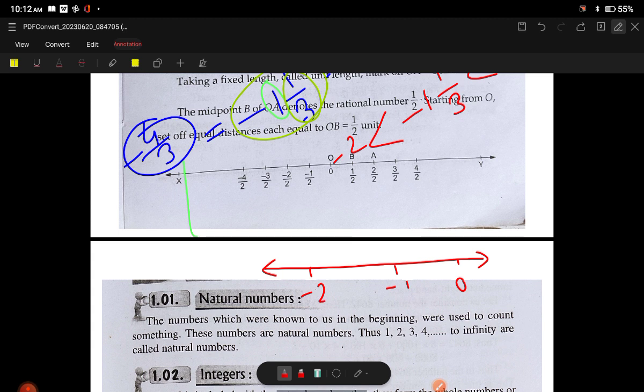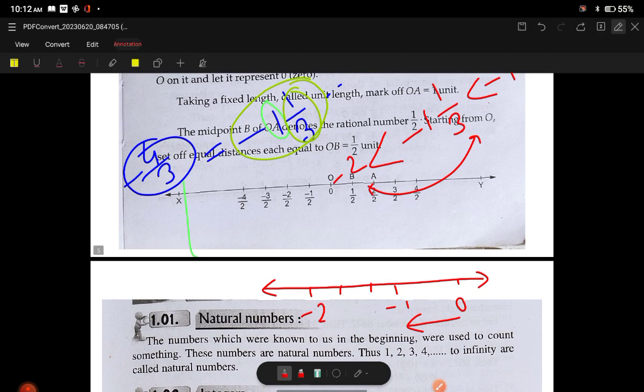You can put more integers also to the left and right of 0, but this much we need for minus 1 whole 1 upon 3. So it crosses minus 1, and it lies between minus 1 and minus 2. So we'll divide minus 1 and minus 2 into 3 equal parts, 1, 2, 3. Fine. And we'll take one part out of 3. So this point represents minus 1 whole 1 upon 3.